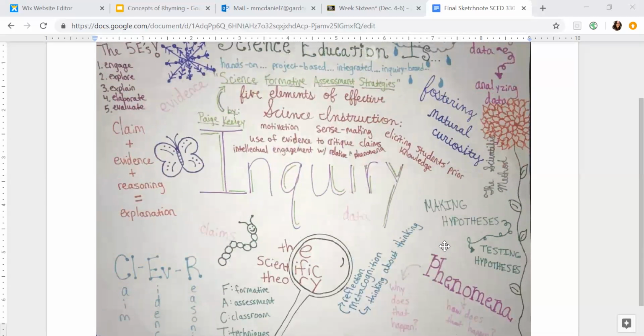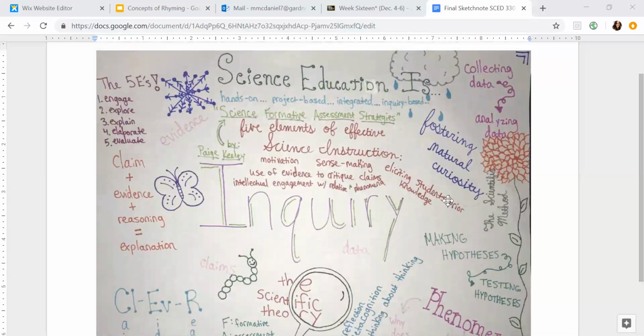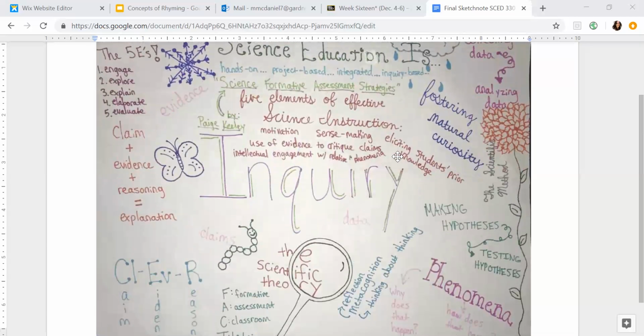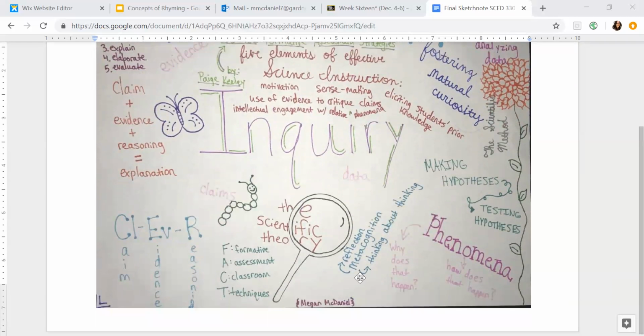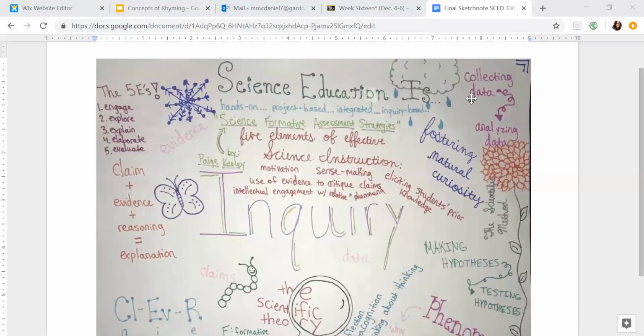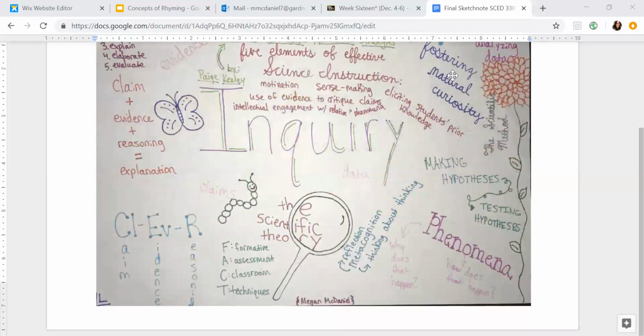So this is just my final sketch note, and I purposefully included inquiry in the middle of all these things because inquiry, I think, drives all of these things because we have that natural curiosity that we have to foster, and kids just naturally inquire, and that drives the CER model and thinking about phenomena, collecting data. We can do all this through the 5E model, etc. So I hope you enjoyed my final sketch note.